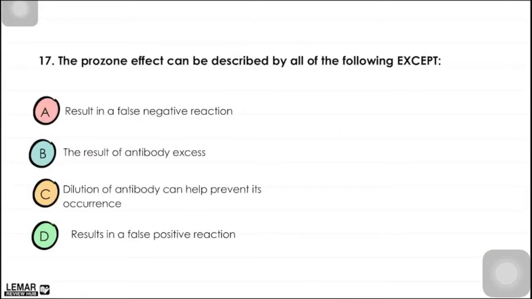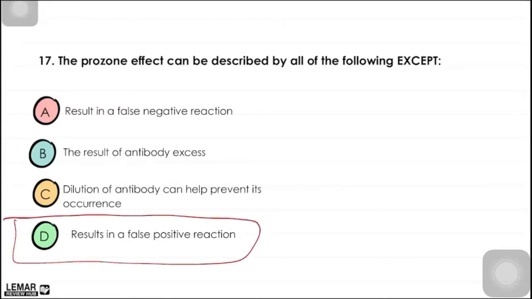Number 17, the prozone effect can be described by all of the following except: letter A, result in a false negative reaction. B, the result of antibody excess. Letter C, dilution of antibody can help prevent its occurrence. Or letter D, results in a false positive reaction. So all describe prozone except letter D. So prozone does not cause a positive reaction, but rather a false negative reaction.